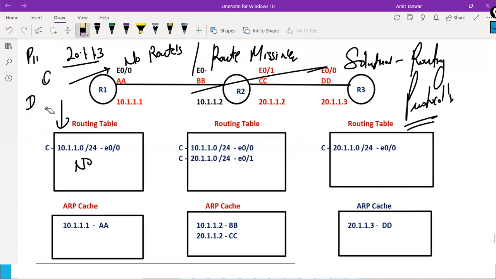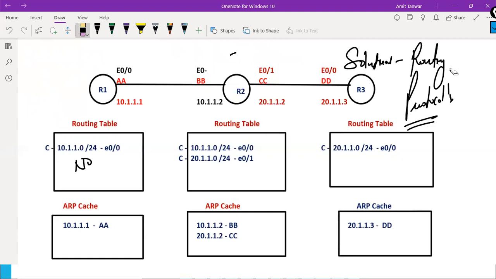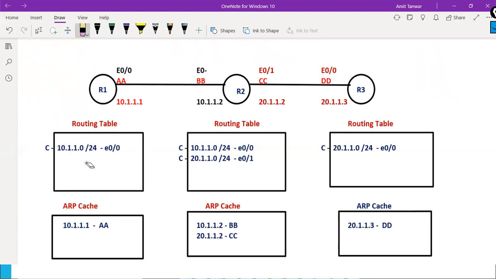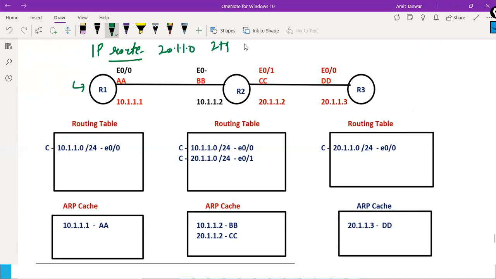Okay, so let's configure it. Which routing protocol are we going to use here? We are going to use static routing with next hop on router 1. So in router 1, I'll configure a static route. In the static route, what is the syntax? IP route, then what is the destination network here? The destination network is 20.1.1.0 with its subnet mask. And what is the next hop?